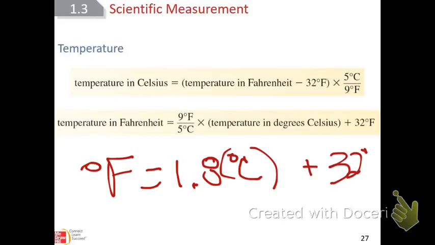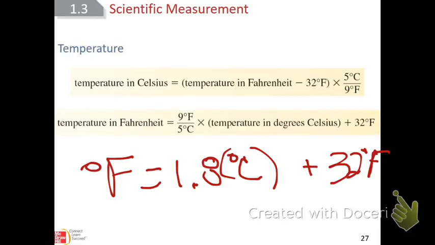And the reason that you add 32 degrees is because that's the difference between the freezing point of water on the Celsius scale and freezing point of water on the Fahrenheit scale. So if you want to change from degrees Celsius to degrees Fahrenheit, then you're going to take your degrees Celsius, times it by 1.8, or 9/5, and then add 32 to that answer.